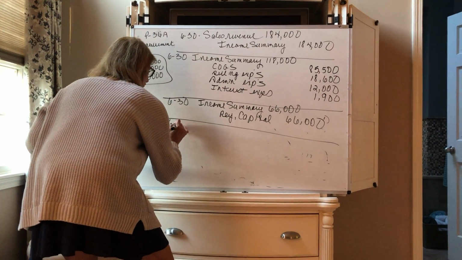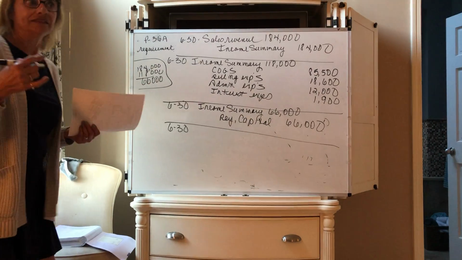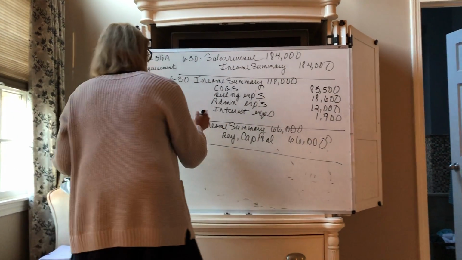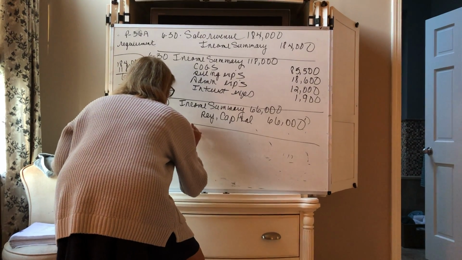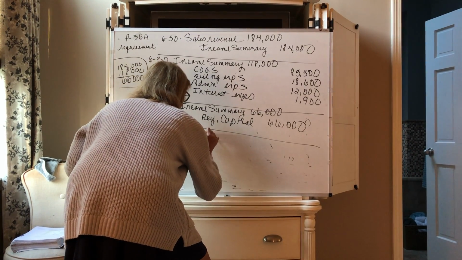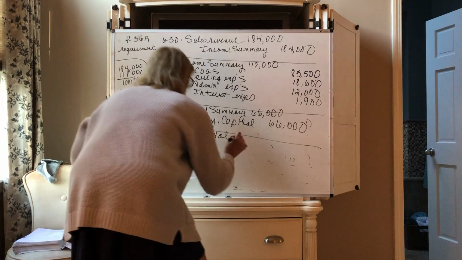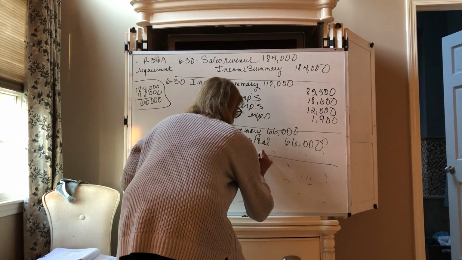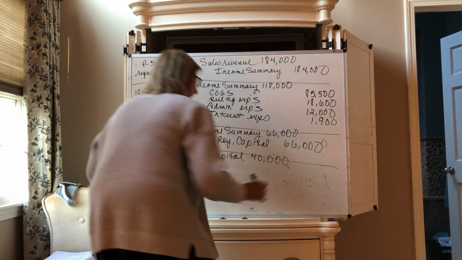I learned it as the drawing account, so I often call it that. It's supposed to be withdrawal now. So we're going to transfer that amount to the capital by debiting the capital. And she withdrew quite a bit, 40,000. So that's going to be a debit, lowering the capital.